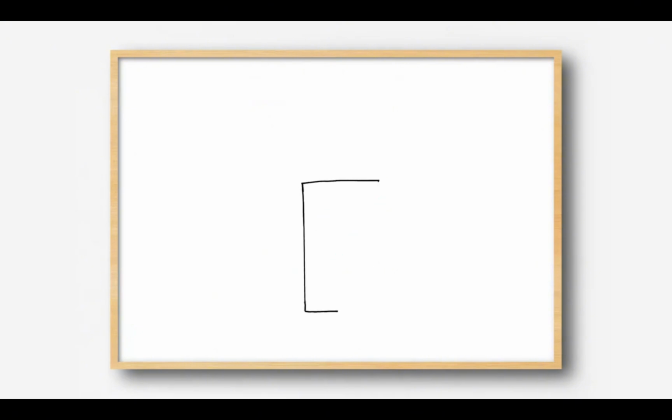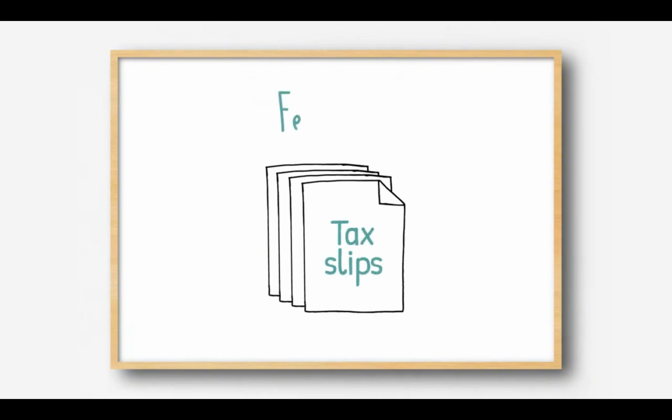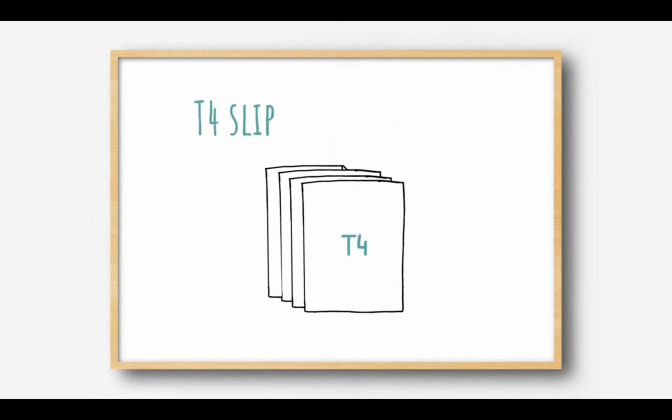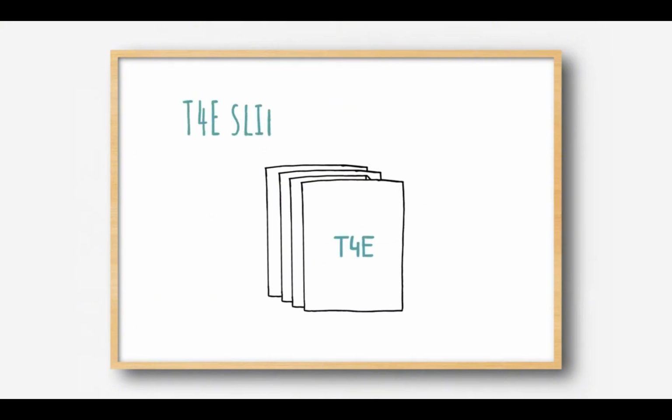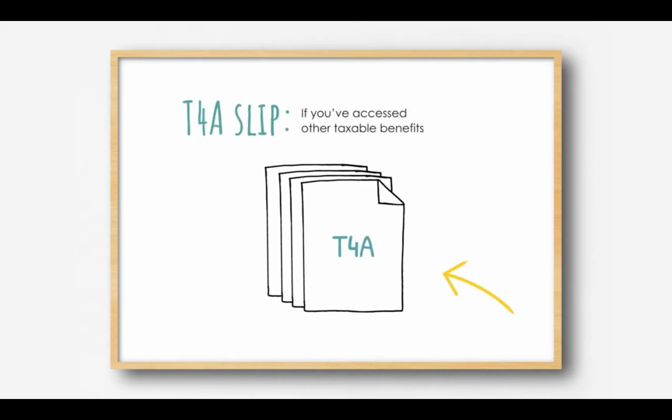The next thing you should have is your tax slips. You should receive these slips in February. If you worked over the year, you'll get a T4 slip from each of your employers. If you pay tuition to a university or college, you'll get a T2202 slip. If you received employment insurance or parental leave payments, you'll get a T4E slip. And if you've accessed certain other taxable benefits, you'll get a T4A slip. You may also get this slip for other types of income like scholarships, bursaries, or grants.